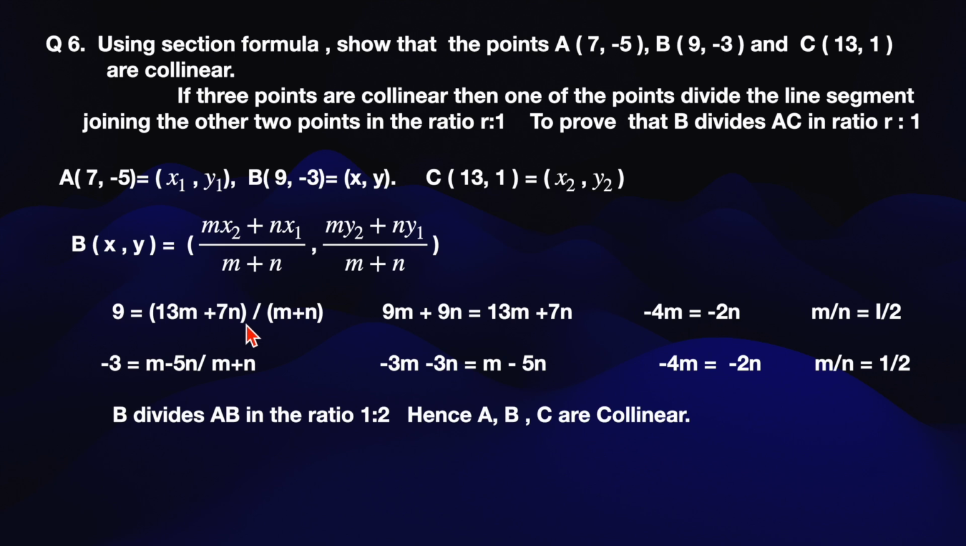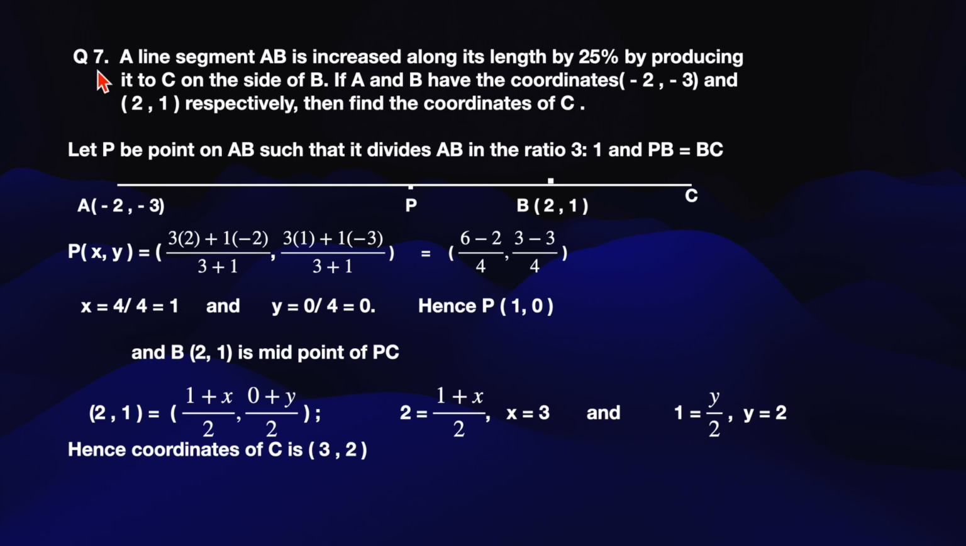We leave the m and n as it is. We are going to find out the ratio. Okay, simplify this. You get m upon n as 1 upon 2. Similarly, to cross check, do for the y coordinate. Here also the value will be the same, 1 upon 2. Hence, B divides AC in the ratio 1 is to 2. Hence, ABC are collinear.